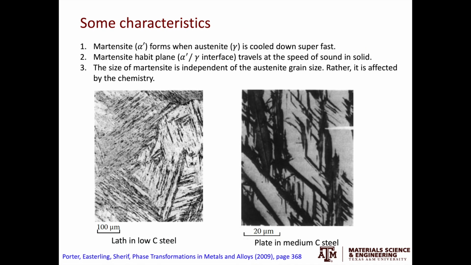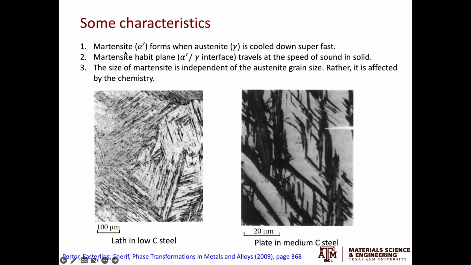Here are some characteristics of Martensite and Martensitic transformation. Martensite is usually denoted as alpha prime. The parent austenite is denoted as gamma. In steel, Martensite is formed when the austenite is cooled down super fast.